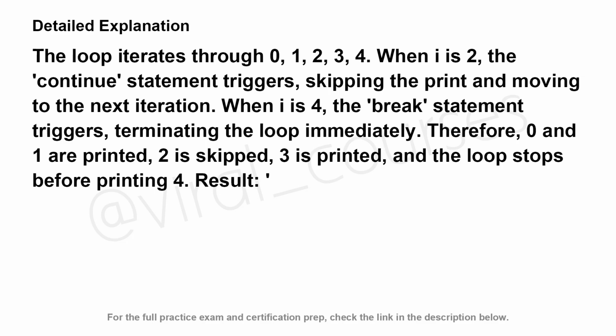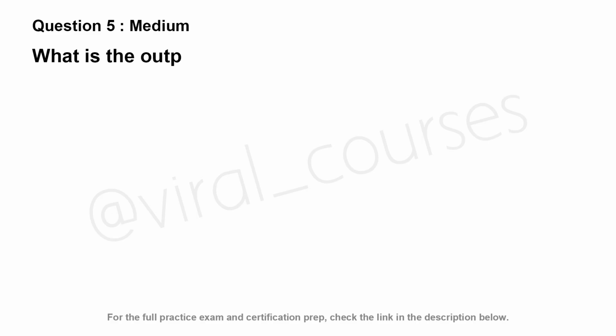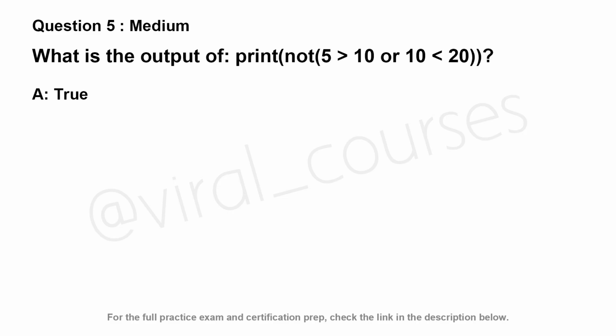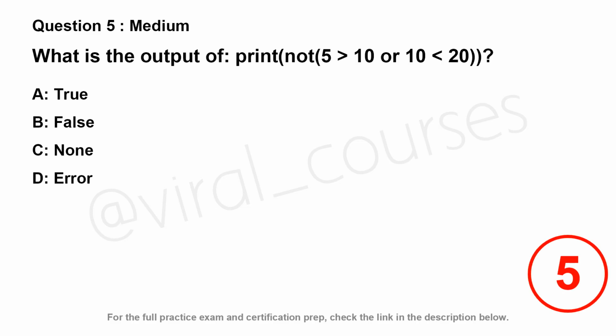Result: 0, 1, 3. What is the output of print(not 5 > 10 or 10 < 20)? Option A, true. Option B, false. Option C, none. Option D, error.